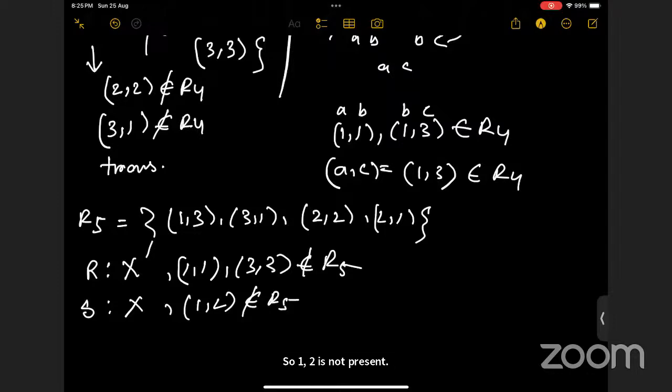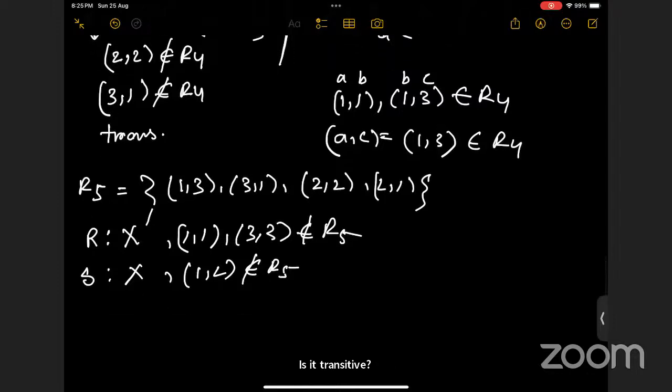Is it transitive? No, ma'am, it is not. 2, 3 is missing. 1, 1 is also missing. 3, 3 is also missing. Okay. 1, 1 is missing. 2, 3 is missing.